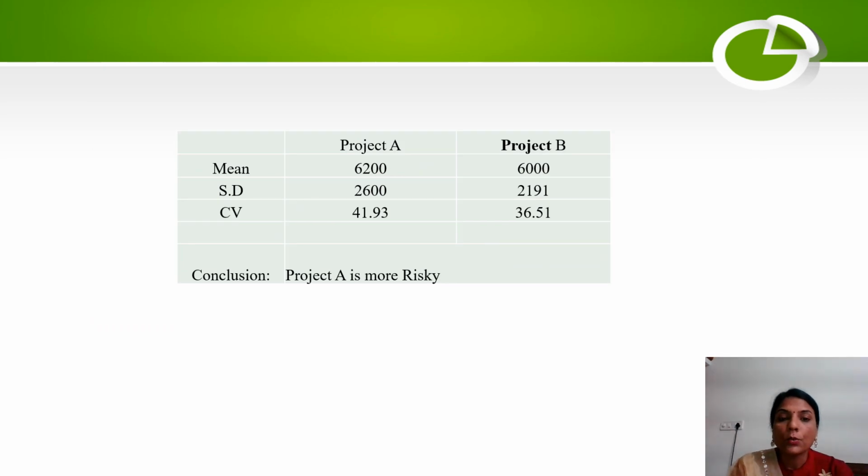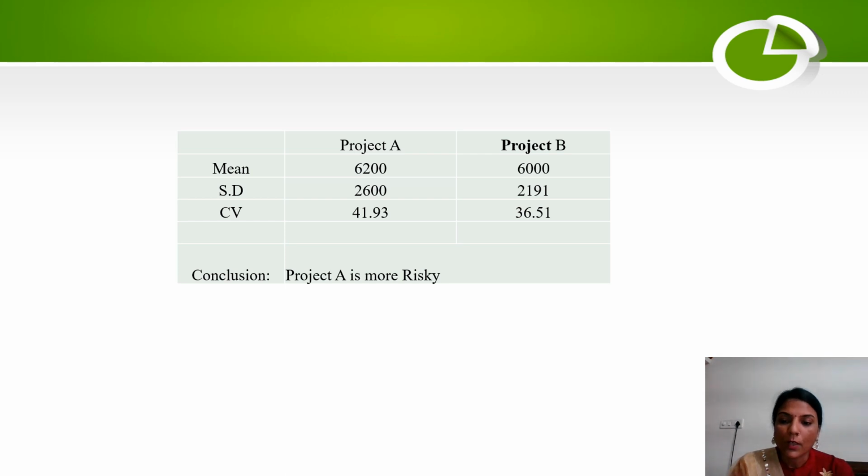So now we will conclude. For project A, the mean cash inflow is 6200 and for project B it is 6000. Standard deviation for project A is 2600 and for project B is 2191. CV for project A is 41.93. Here they have asked which project is more risky. More risky means when variation is more. Variation is more when the coefficient of variation, the CV value, is more, and that project will be considered more risky. So here, the CV of project A is more compared to project B. So project A is more risky.